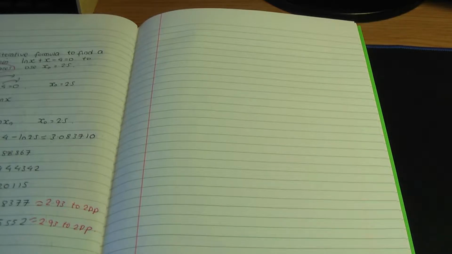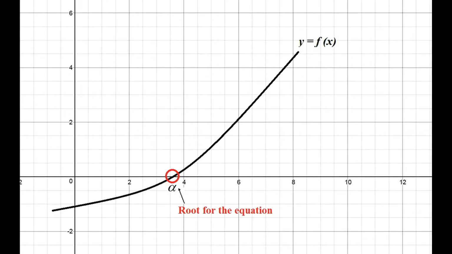I've got a selection of screenshots to explain the concept behind the Newton Raphson method. So let's view these screenshots. Looking at the first screenshot, suppose I have the graph of y equals f of x. Remember, the root is the point of intersection of this function with the x-axis. The root I called alpha, and I've circled that root in red.